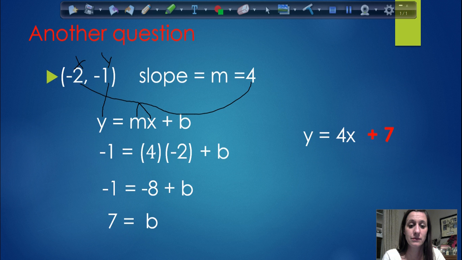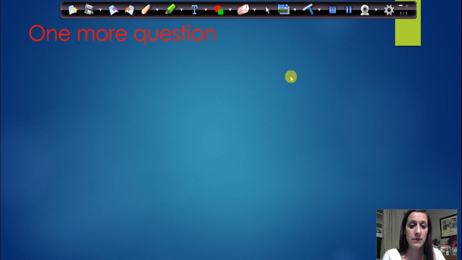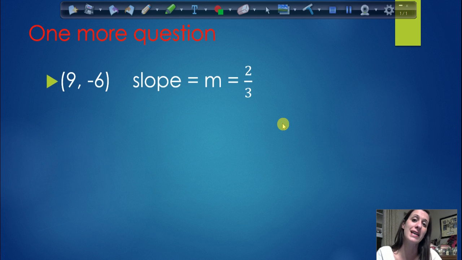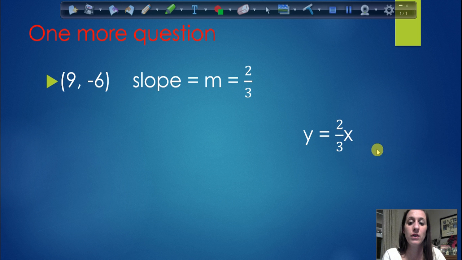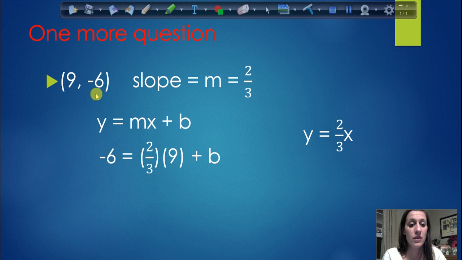Okay, one more question. We're going to write an equation of a line that passes through the point 9, -6 and has a slope of 2/3. So again, you can at least tell me, you know it should be y equals 2/3 x, and we will find out what the b value should be. So here's the formula. We're going to substitute in all this information to find the b value. So the y value from the coordinate is -6. The m value is 2/3, and the x value from the ordered pair is 9.